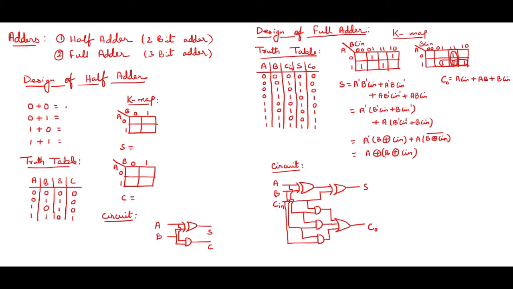So 0 plus 0 I'll be getting 0, a single value. 0 plus 1 will give a single value again, that is 1. 1 plus 0 is again 1, but 1 plus 1 will give 10, that is 2 bits I'm getting. So here the sum is 0 and carry is 1.